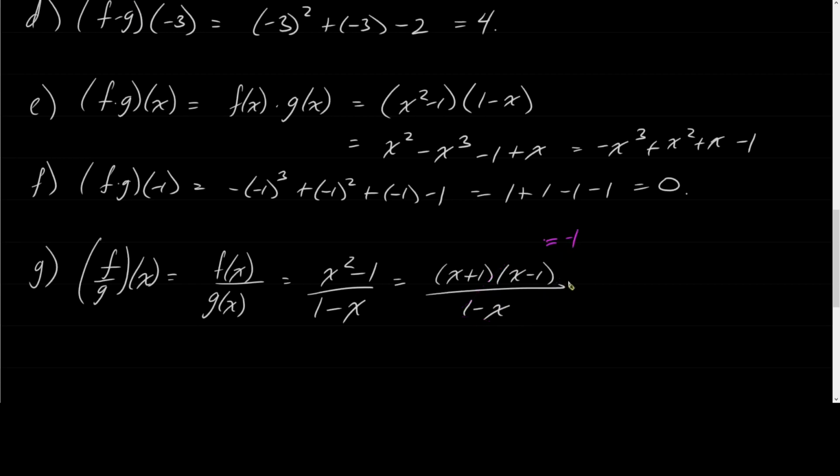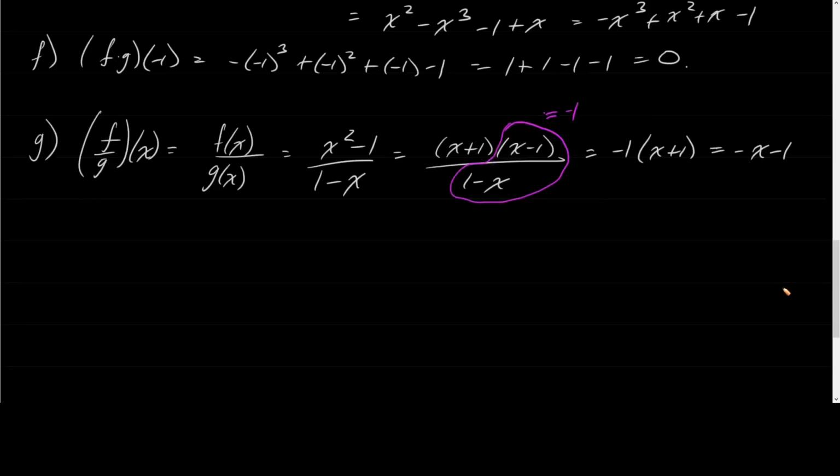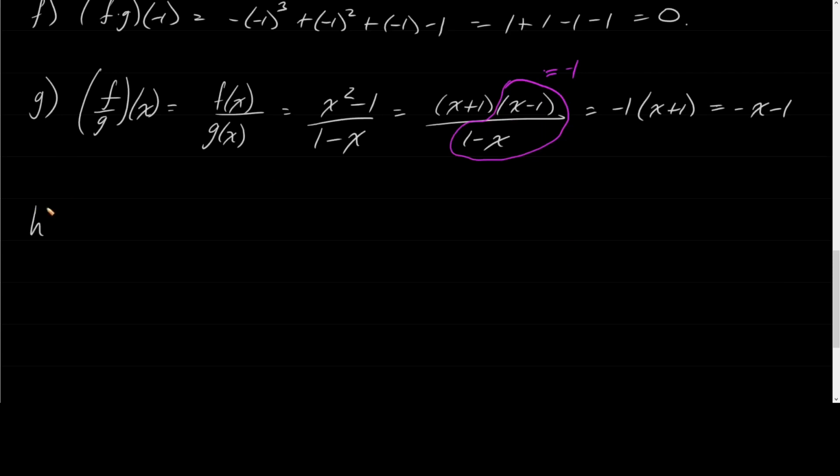Let me circle that better. There we go. Those are just equal to negative 1. So what we really have here is just negative 1 times x plus 1, which is negative x minus 1. All right. And let's say that I asked for f over g of 1. Then we would say, well, just like before, just plug it into the simplified version, and we have negative 1 minus 1, which is negative 2.